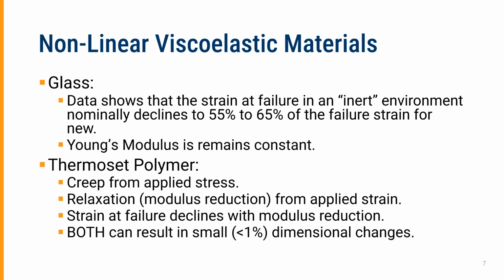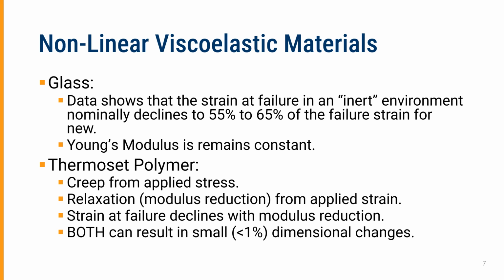Further discussion on nonlinear viscoelastic materials. For glass, the data that we have shows that the strain at failure in an inert environment nominally declines to 55% to 65% of the failure strain for new. The Young's modulus, the elastic modulus of the glass reinforcement fibers, remains constant. So you could expect a fairly constant strain environment for structural FRP.